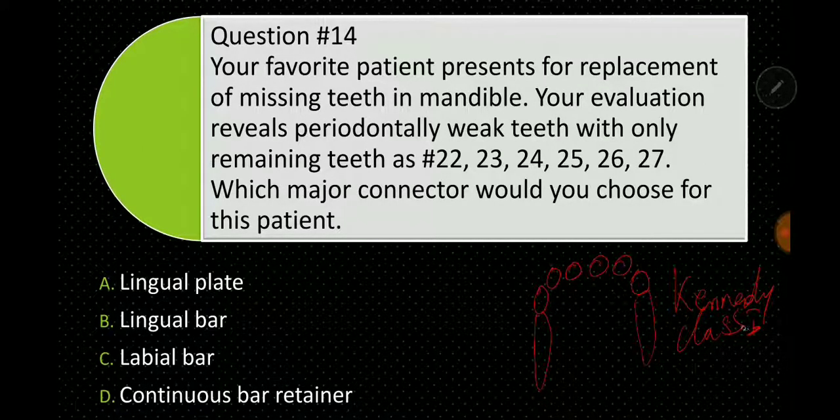So what kind of major connector are we going to give this patient? Are we going to use the lingual plate? The lingual bar? In the previous series, we have already reviewed the lingual bar. The labial bar? The labial bar is very rare. Or a continuous bar retainer? In a periodontally compromised patient, you need to use something which is going to make the teeth stable, and that is the lingual plate. So our answer is A.